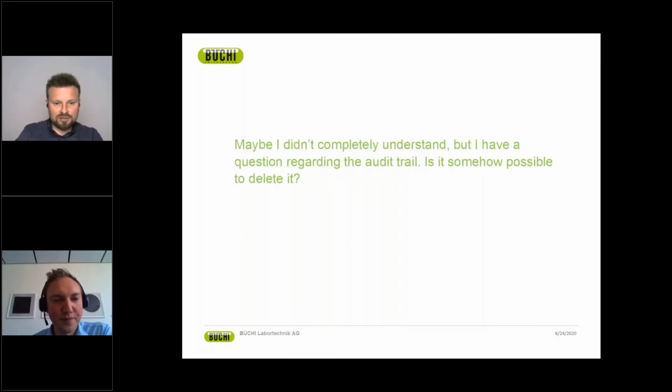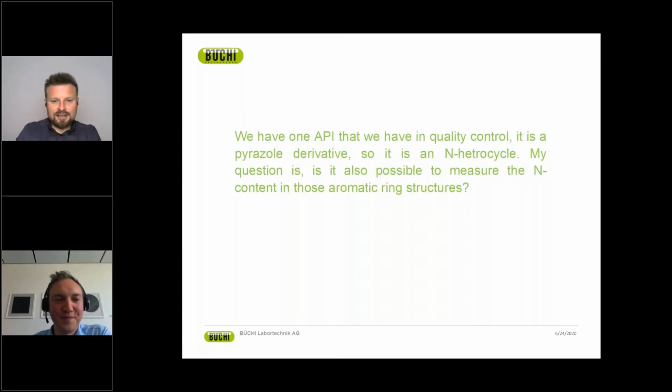And we have another question. Maybe I didn't completely understand, but I have a question regarding the audit trail. Is it somehow possible to delete it? Yes, it is only possible to delete it if it is already exported. It's very important: the hard drive will store a lot of audit trails, and if you never delete them, the hard drive will be full. So it is only possible to delete it once you export it. Okay, thank you very much. Very detailed answer. And another one.